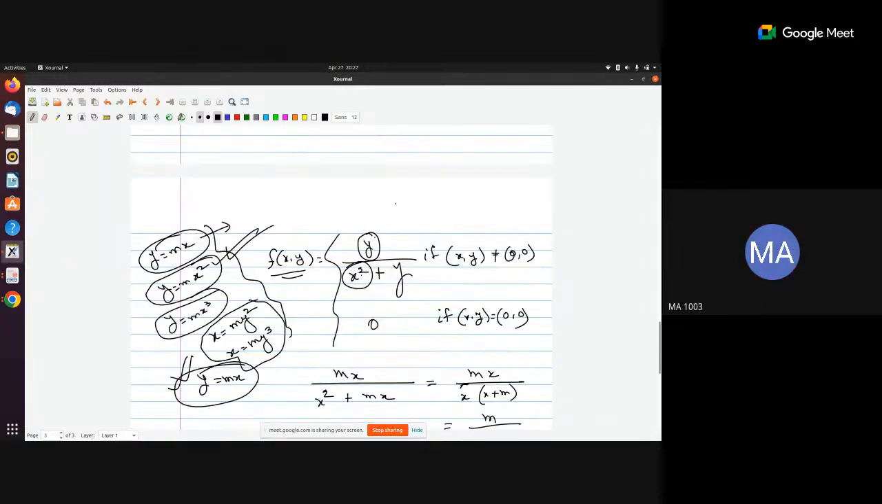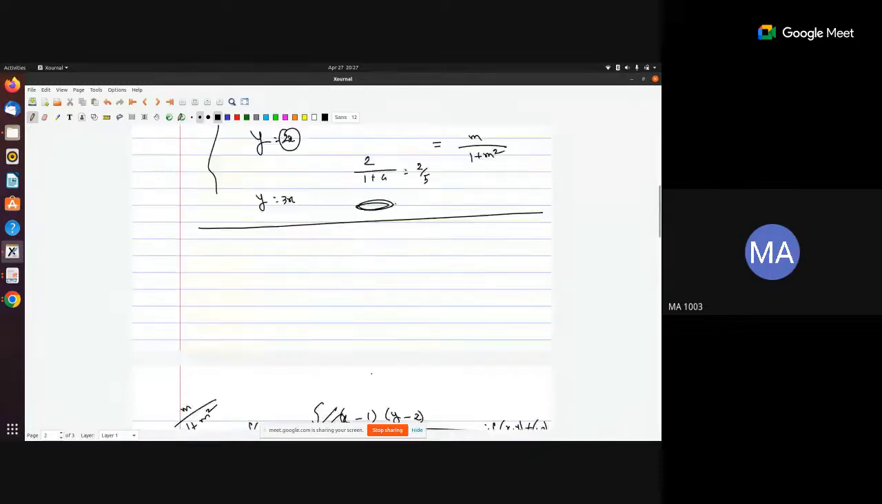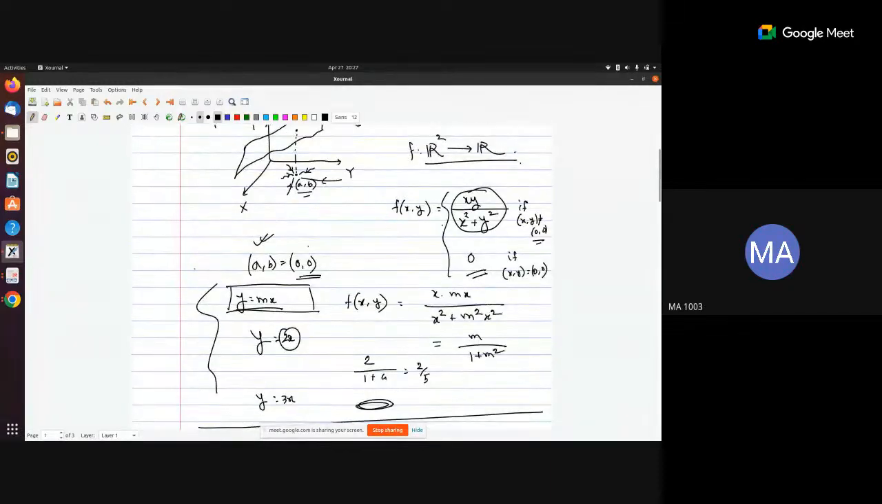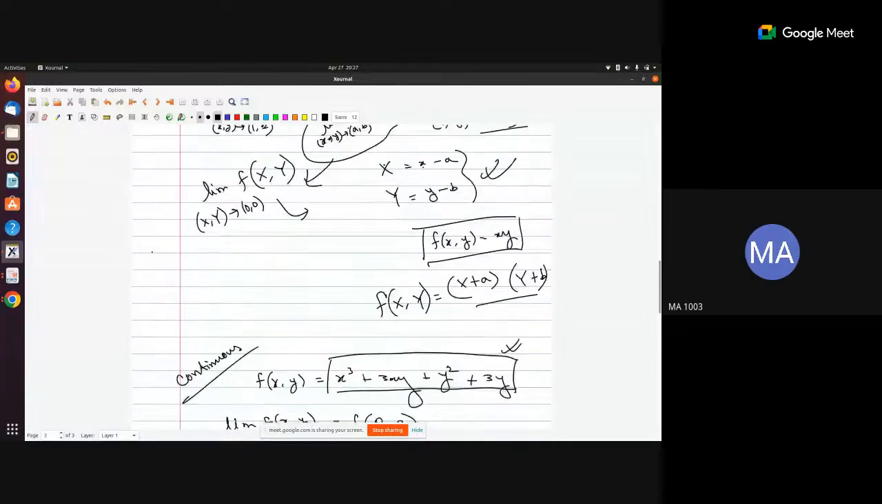In the earlier case, x and y both have degree 1 here, and below there are degree 2 polynomials, right? So if I substitute y with x, what power of x should it be? It should be 1. Then only I can cancel out x square. That is why I have chosen a straight line. That is the idea of choosing the path.